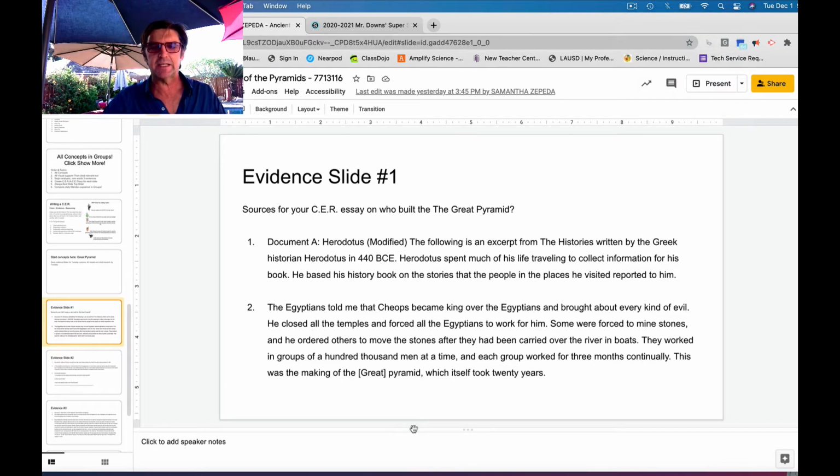Go ahead and read this together. Now, when you do some close reading, you want to focus on details, but I will read this aloud for us today. Before you even read a text, though, you want to see who wrote it. So in this case, these are the Histories written by the Greek historian Herodotus. Now, they put that here as 440 BCE.